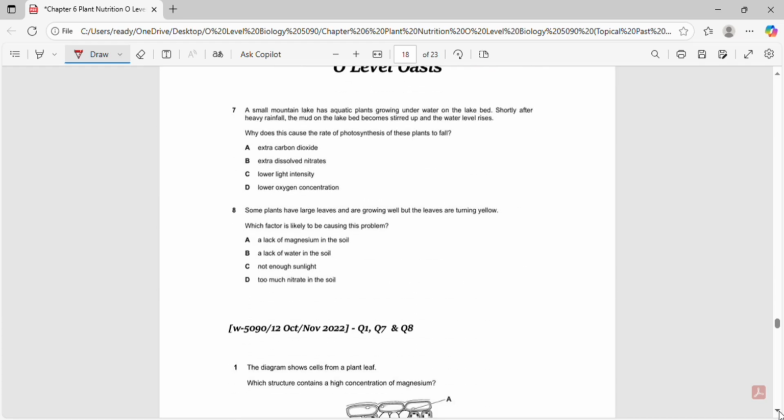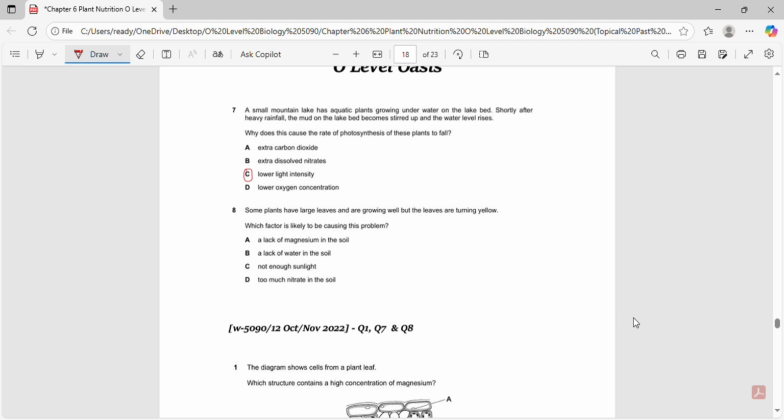Then in the next question, they tell us, a small mountain lake has aquatic plants growing underwater on the lake bed. Shortly after heavy rainfall, the mud at the bottom gets stirred up and the water level rises. And then, they ask, why does this cause the rate of photosynthesis in these plants to decrease? Out of all the given options, the correct answer is option C, lower light intensity. When the mud is stirred up, it makes the water cloudy. Combined with the rise in water level, less light is able to reach the plants at the bottom, so the rate of photosynthesis drops due to reduced light availability, which is a limiting factor.